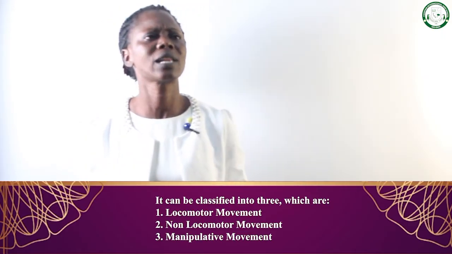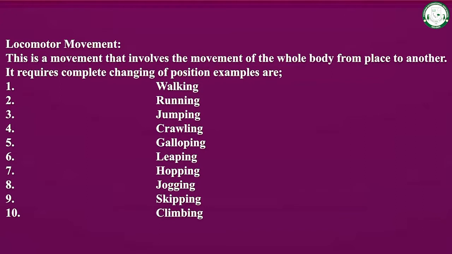The first one, known as locomotor movement, is the movement that involves moving the whole body from one place to another. It requires the complete changing of position of that particular object from where it is to another place. For example, I'm standing now. If I move a bit further, it means I've left where I am to another place.